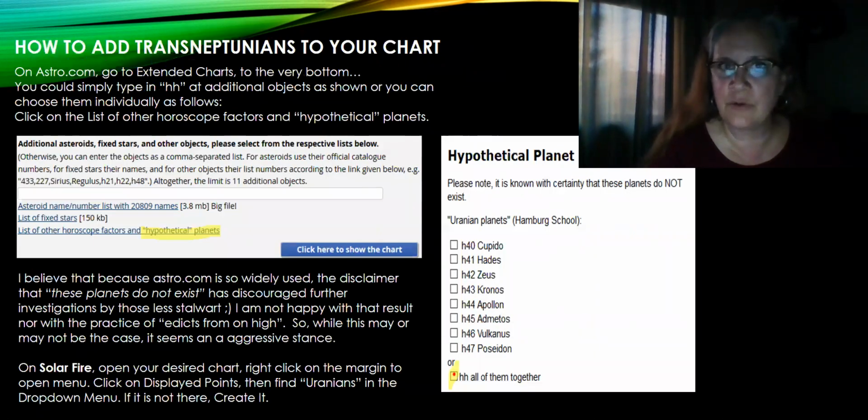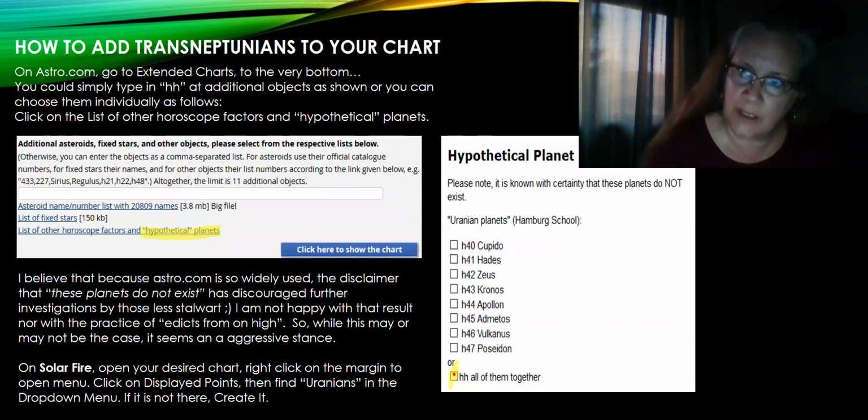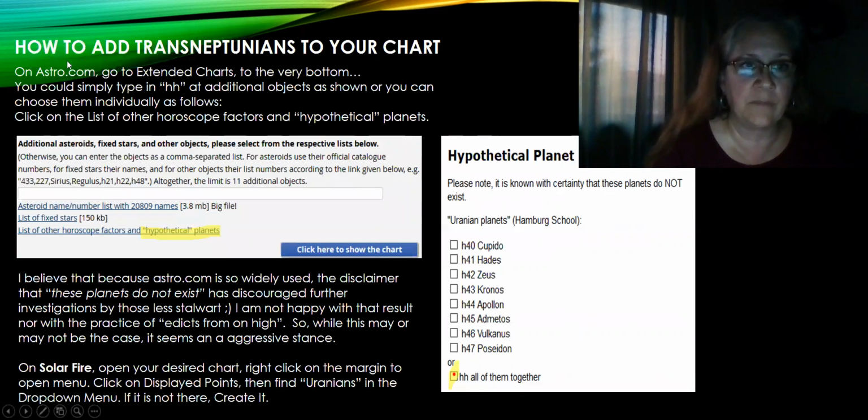I just want to show you how to get your Trans-Neptunians into your chart so you can begin using them. Astro.com is probably a pretty easy way, but just go into your extended charts where you would be setting up in your My Astro for what charts you want to use and the way you want them configured. And then click on the list of other horoscope factors and hypothetical planets. Once you click on that link, this right here will open up for you. Otherwise, just up here in the field, you can type HH and they'll all be included, and you can work your magic with them that way. I would do the HH, it's easiest.